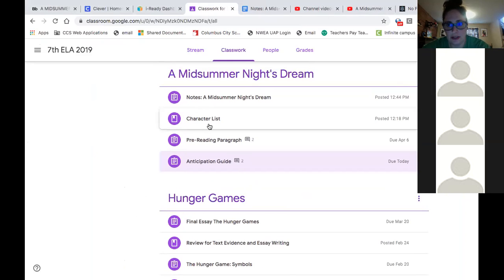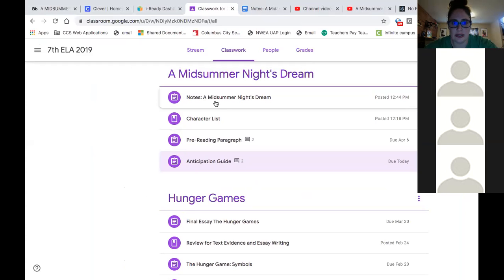Okay, so for today, I added a character list. There's nothing you need to turn in with this. This is something we're just going to go over together. There are a lot of characters, and this is a Shakespeare play, so he can get kind of extra with everything. But this is a really fun play. It's one of his comedies, so I enjoy it.